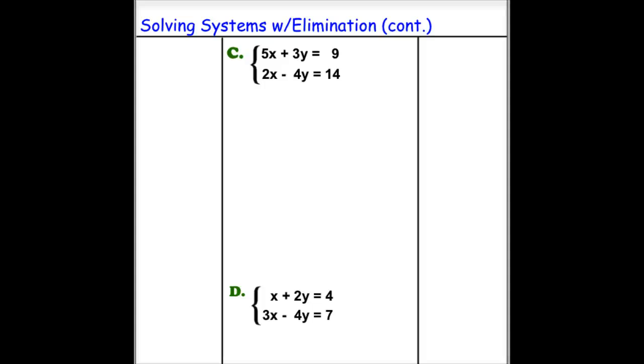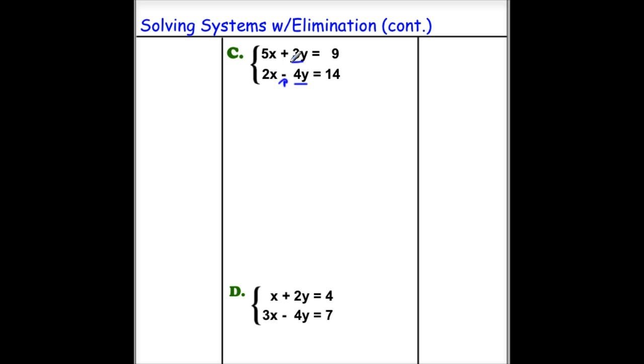Let's continue practicing using elimination to solve a system of equations. With this next example, we have 5x plus 3y equal to 9 and 2x minus 4y equal to 14. As I look here, I can't turn 2 into 5 or 5 into 2, 3 into negative 4, or 4 into negative 4 into 3, but I can turn them both into something that has a common factor. And being that I have a negative sign here, I'm going to use that and turn my second terms.